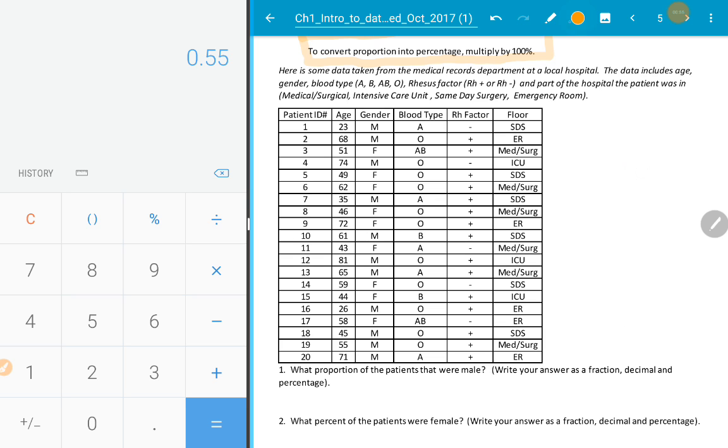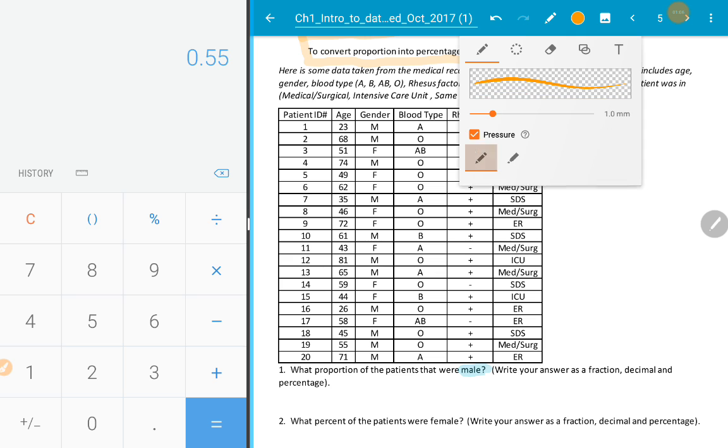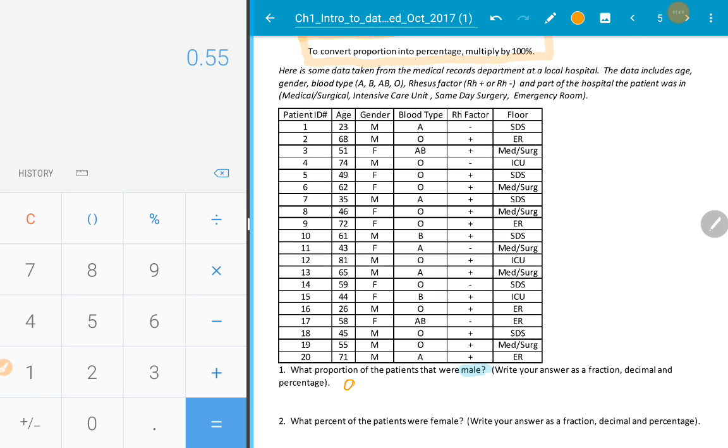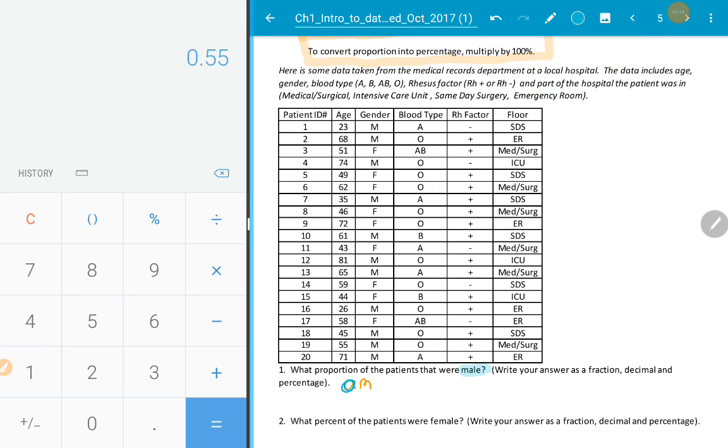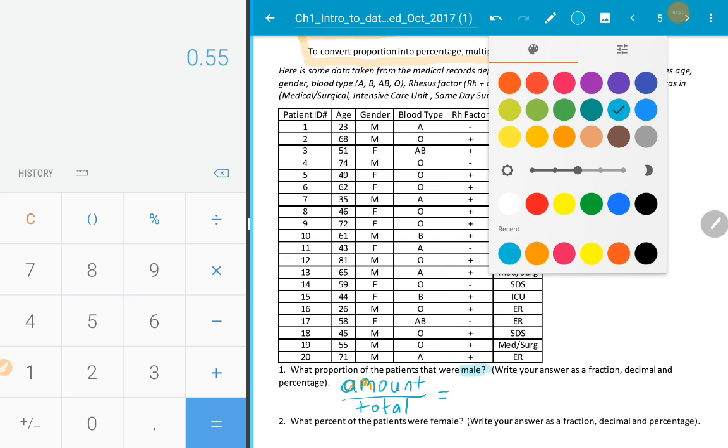Our first question asks, what proportion of the patients were male? So I need to get amount over total. A proportion is the fraction amount over total. In this case, let's see, how many men do we have here?